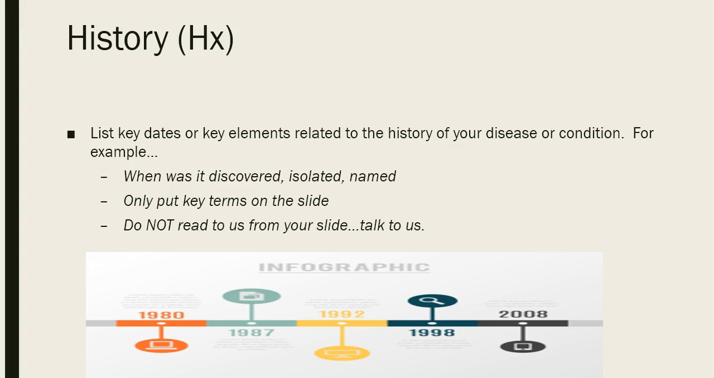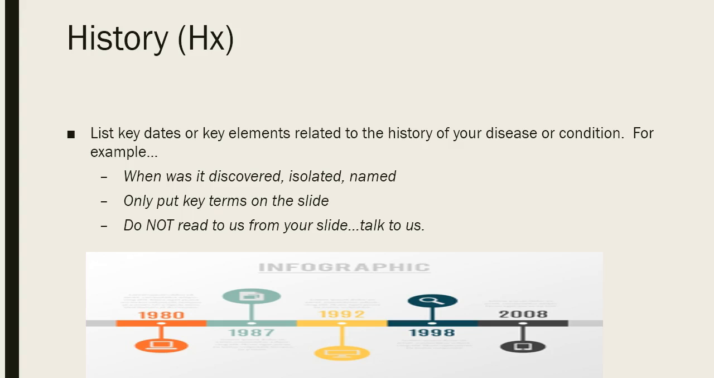The next slide, following the information of your paper, would be history. In the history of your disease or condition, you might list dates or key elements related to the history of your disease. Maybe when it was discovered, isolated, or named. You're only going to put key terms on a slide because I do not want you to read to us from your slide. I want you to talk to us about what is on your slide.